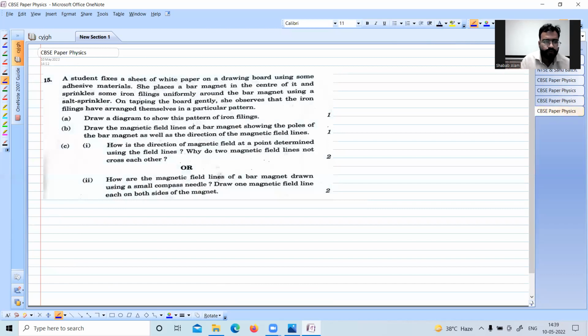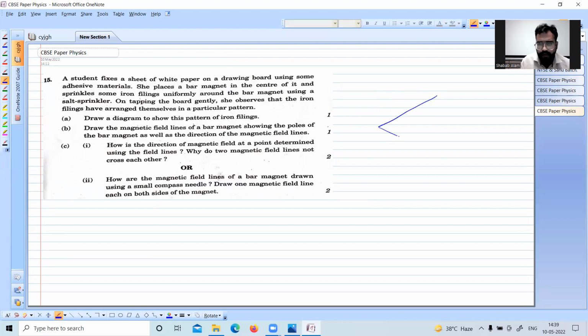The next question is the case study part, the last question of the question paper. A student fixes a sheet of white paper on a drawing board using some adhesive material, and she places a bar magnet in the center of it. Okay, let us draw the situation.